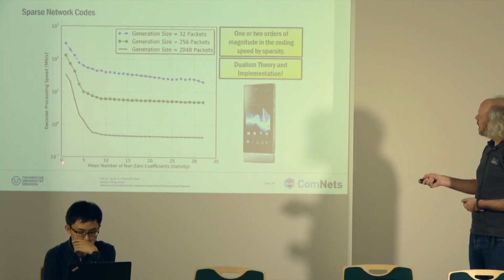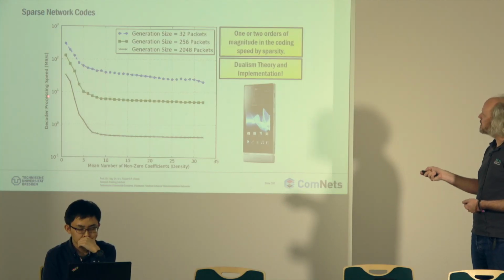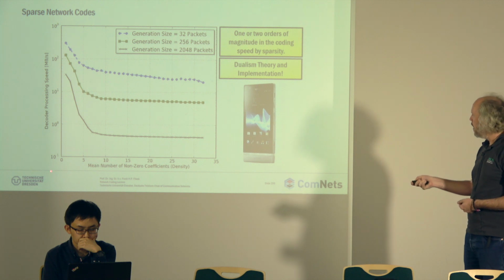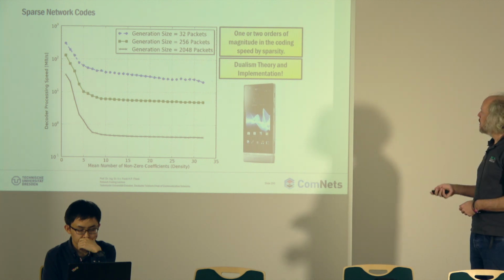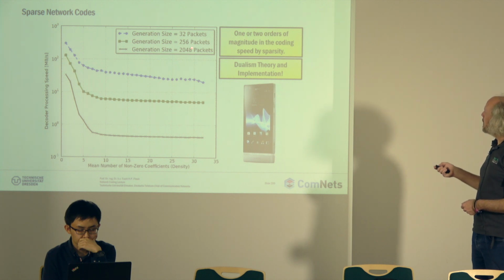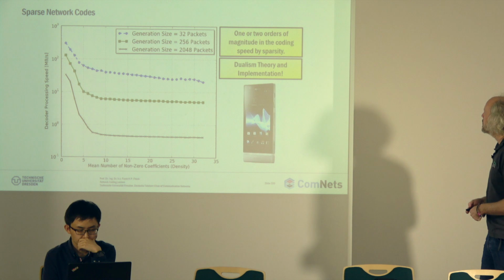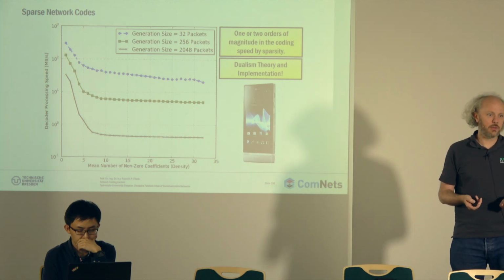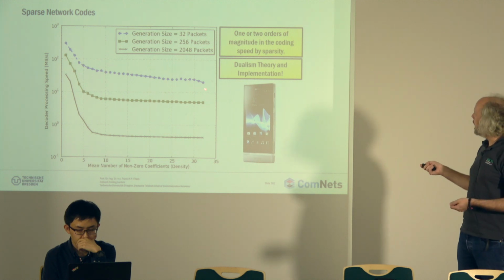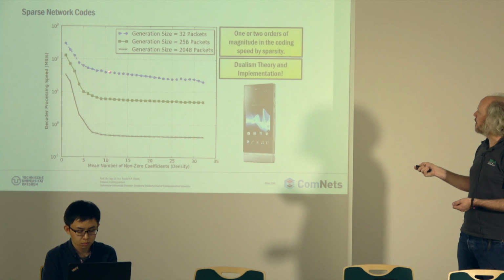And you see here on the y-axis the decoder processing speed, megabyte per second, over the mean number of non-zero coefficients. So what it does mean, we have a generation of 32, 256, 2000. So let's take the blue one, right? At this point on the right, on the outer point, what you see is that 32 packets were non-zero. So this is the full RLNC. And then we added a little bit of zeros. And did it help? Yeah, marginal, right?